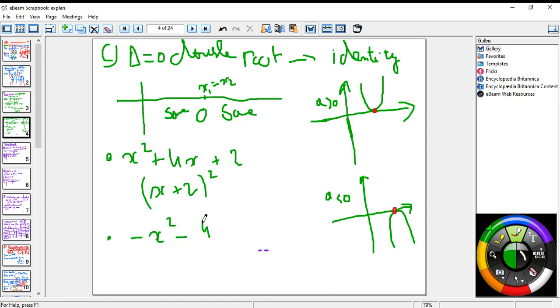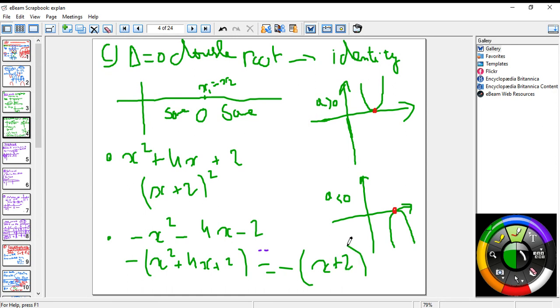But let's take this one. If you have minus x squared minus 4x minus 2, like this, it's not an identity. But I can factor out a minus: minus of x squared plus 4x plus 2. So it's equal to minus x plus 2 squared. What is the sign of this one? It's all the time negative. This one is squared, positive, so minus, same sign as a.